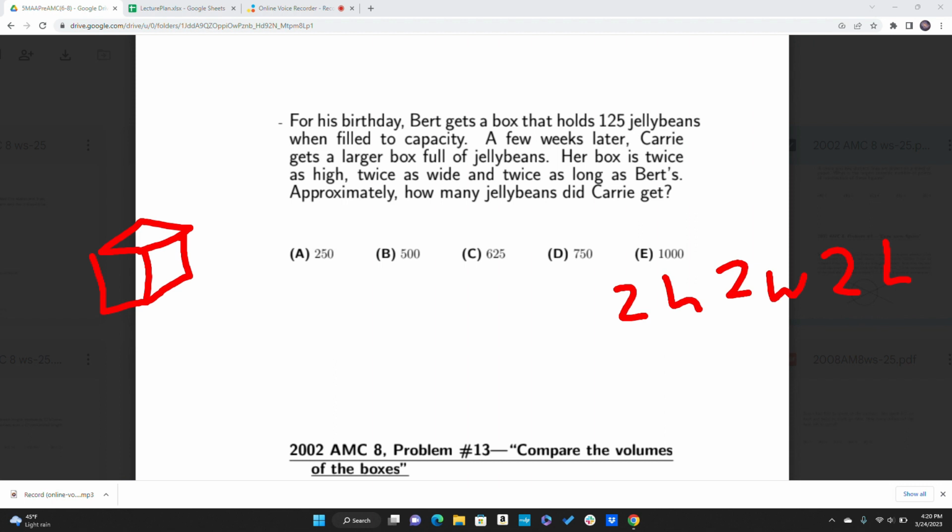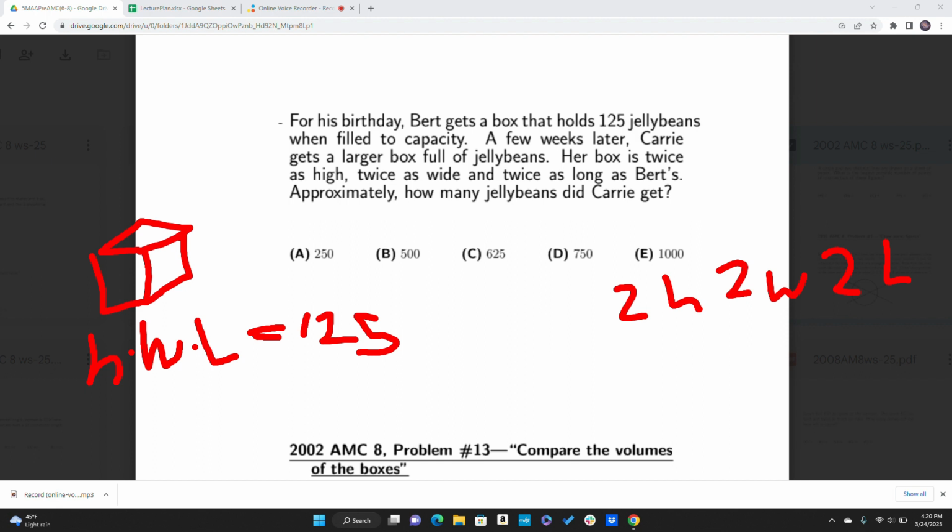So Bert's box, it doesn't have 2 times the height, 2 times the width, or 2 times the length. It just has the normal height times the normal width times the normal length. And we know when that happened, that box held 125 jelly beans. Okay, so what about our new thing? What about Carrie's box? Well, we've got 2 times 2 times 2 in this equation, right?